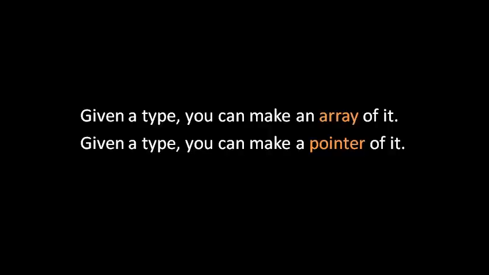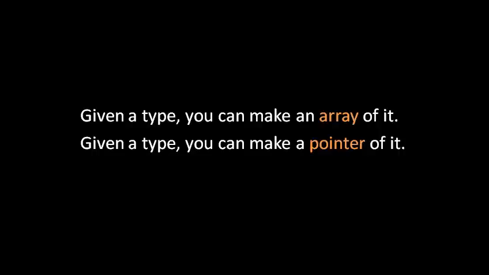In our discussion of C's data types so far, we've laid out that there are basic types like int, char, float, and double, and from those types you can create a pointer to such a type, or you can create an array of such types. But the more general rule in C is that given some type in the language, you can make an array of that type, and given some type in the language, you can make a pointer of that type.